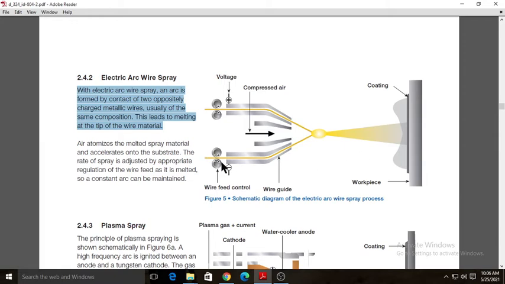Here, the wires of this coating material are good conductors, such as aluminum or zinc.